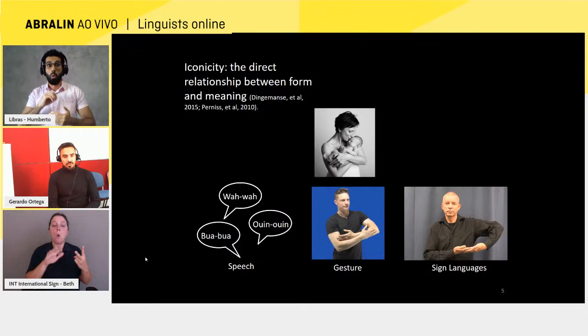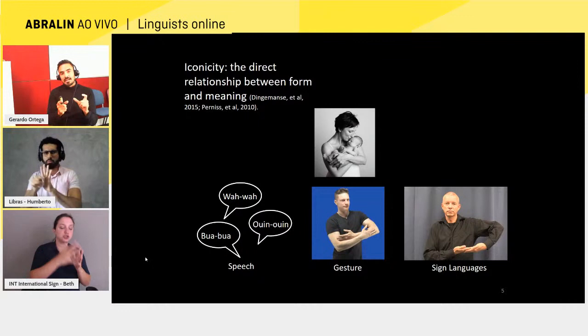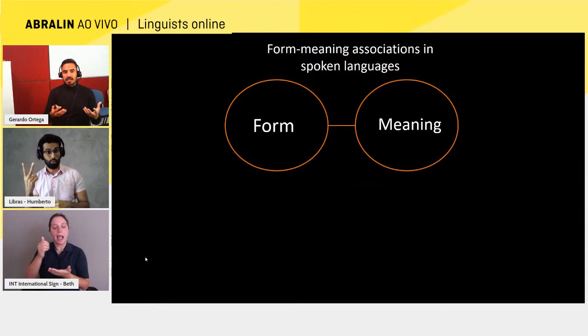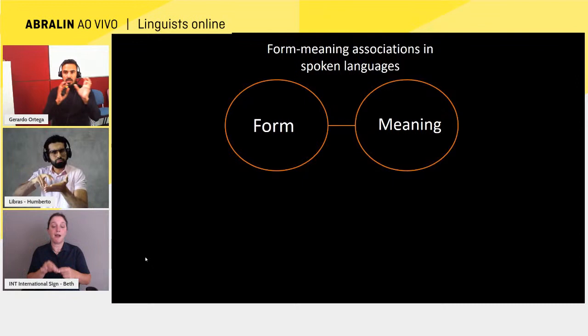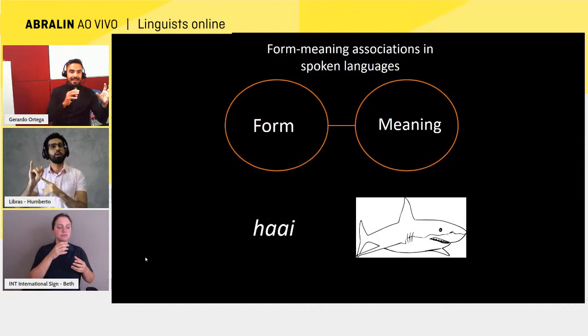So in this talk, what I'm going to be talking about is that the similarities in how gestures and signs exploit iconicity to refer to a concept are going to be really useful at first exposure to a sign language by hearing people. In second language research, it is well established that in order to learn new vocabulary, learners have to link a linguistic form with its meaning. So for instance, if I am learning Dutch, I would have to connect this string of letters or this string of sounds with a concept. I would have to learn that haai means shark, right? So linking form with meaning.